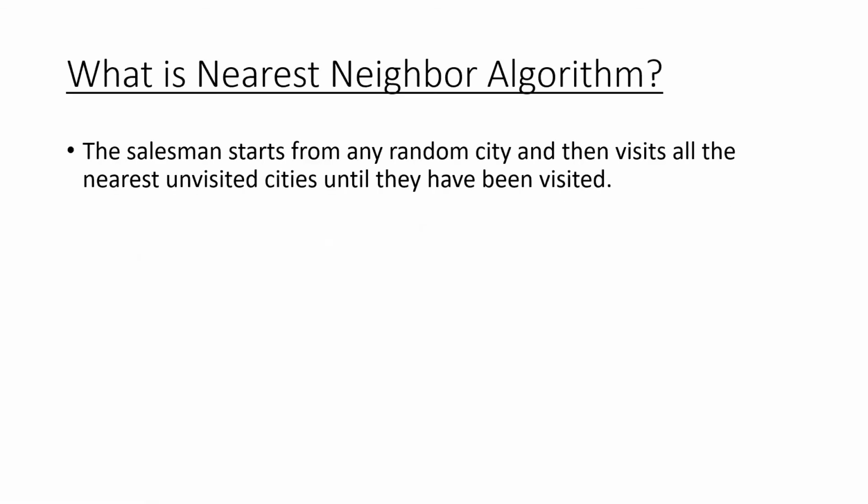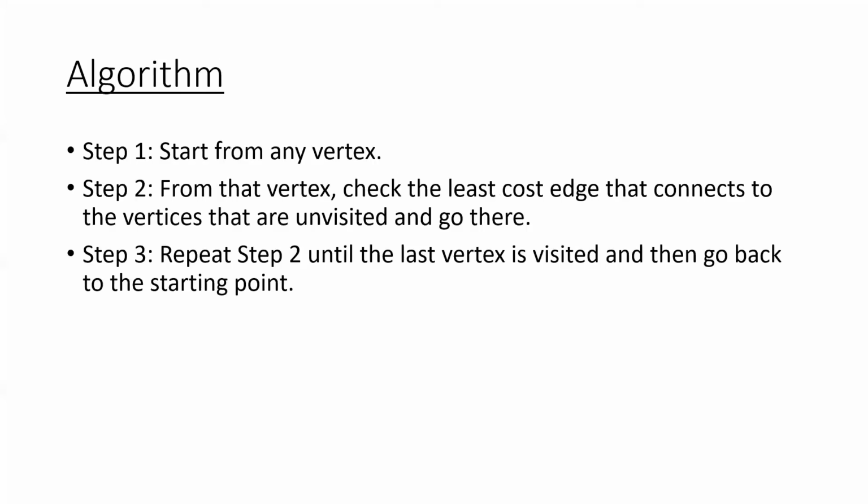So what is the nearest neighbor problem? A salesman starts from a random city and visits the nearest unvisited city until all cities are visited and returns back to the starting city. So the algorithm starts by choosing any starting vertex, and whenever you reach any vertex, we look at the weights of all the edges that lead to the vertices we haven't visited yet, and we choose the one that has the least weight. Then we repeat this step until we have reached the last vertex, and then we go back to the starting point.